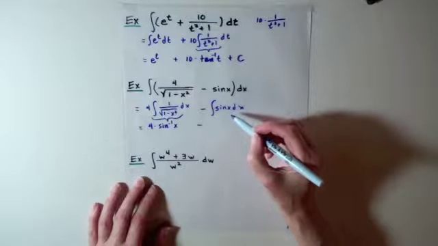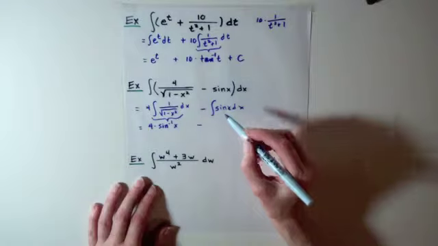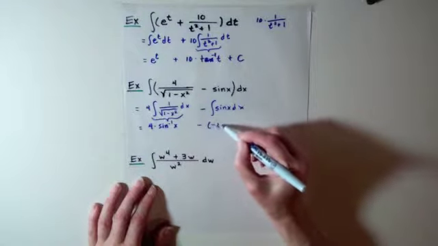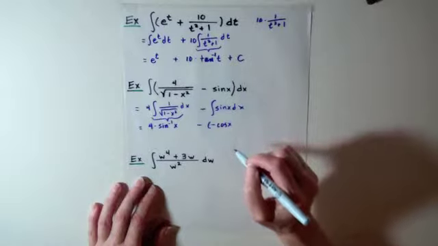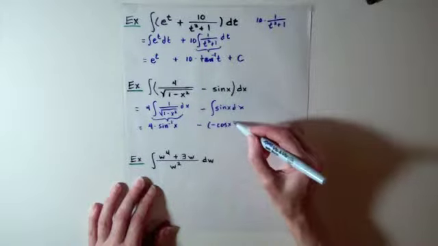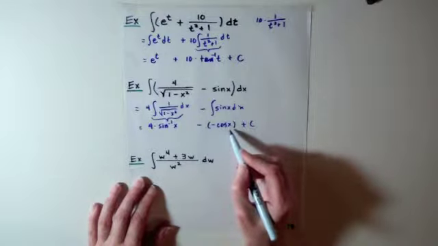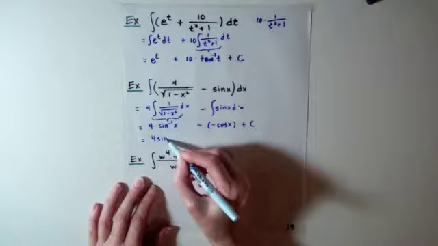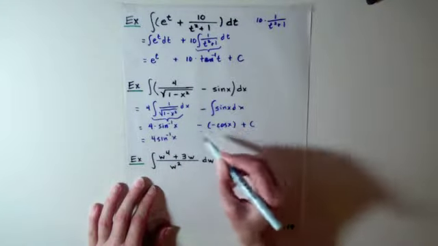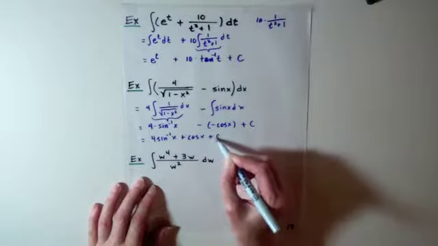And remember to be careful about the signs here. The integral of sine x, we said, is actually a minus cosine x. That's because the derivative of cosine x is minus sine of x. So I end up getting minus a minus cosine x. And this would look like 4 inverse sine x, minus and minus becomes a plus, cosine x plus c.